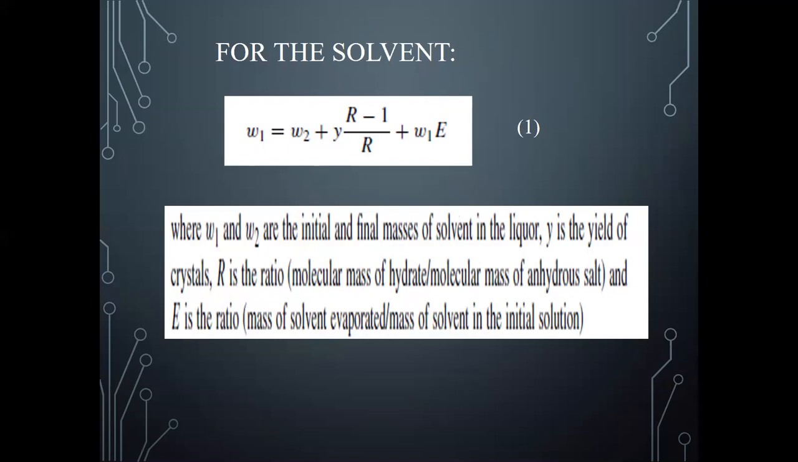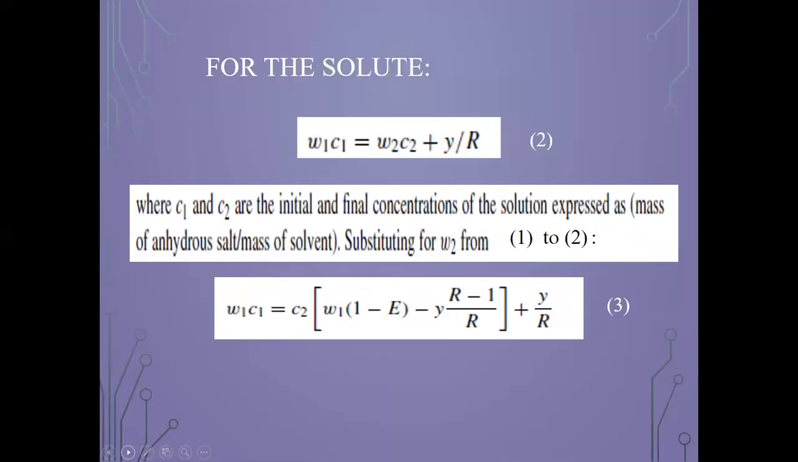What about the solute balance? It says we have to do both. That way we can come up with the yield. So this is our solute balance. The C1 and C2 are the initial and final concentration of the solution. Take note, how is it expressed? Mass of anhydrous salt over mass of solvent. Meaning, your concentration here should be in the form of solid only over solvent. Concentration in terms of the solid content only over the solvent.